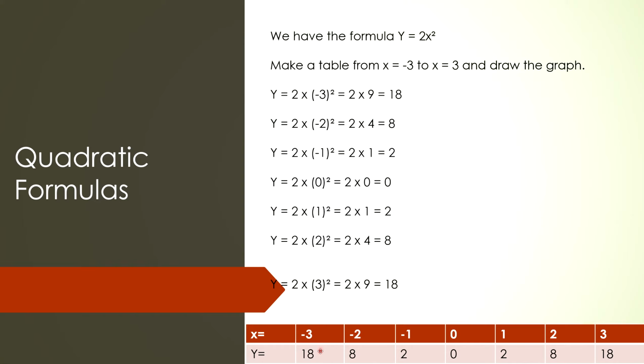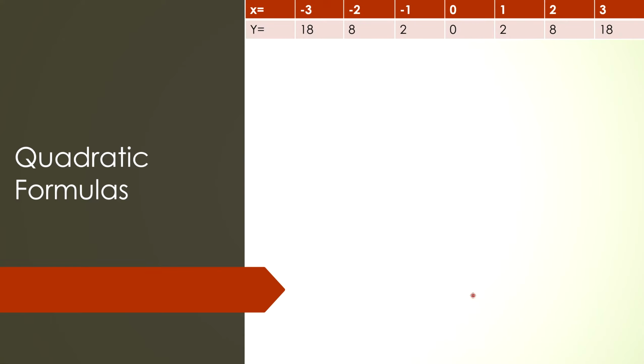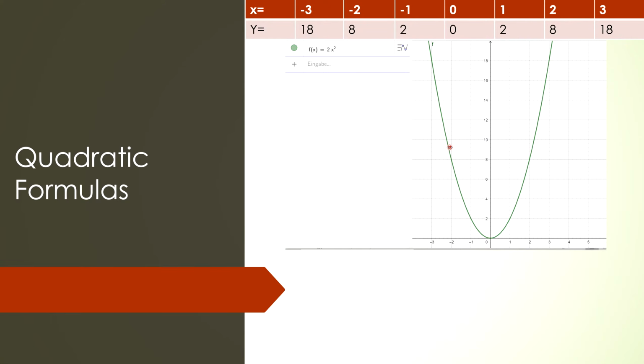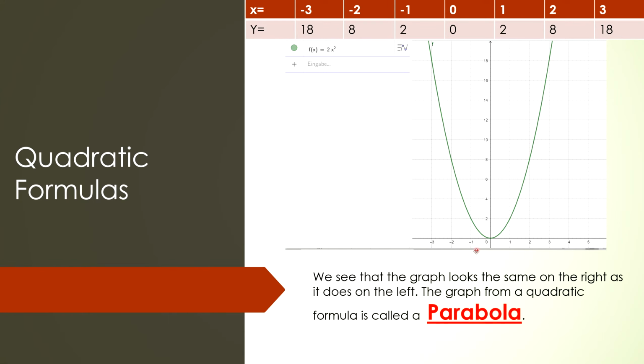This is the table. We see 18, 18, 8, 8, 2, 2, 0. Let's draw the graph to this one. And we see, indeed, it's exactly the same on the left side as it is on the right side, just mirrored. If we clap it over here, it should precisely fill in this line. That's what a quadratic formula does. We have a certain name for this graph. It's called a parabola. So, the graph of a quadratic formula is called a parabola.